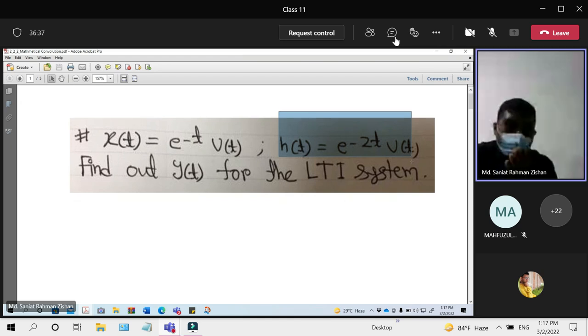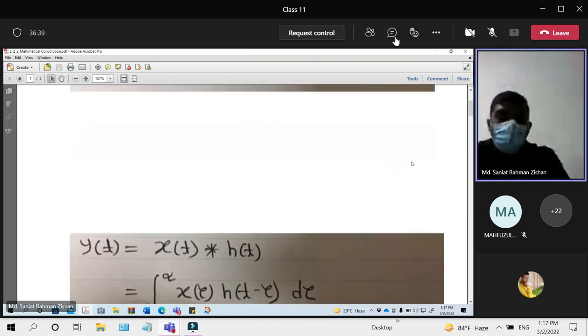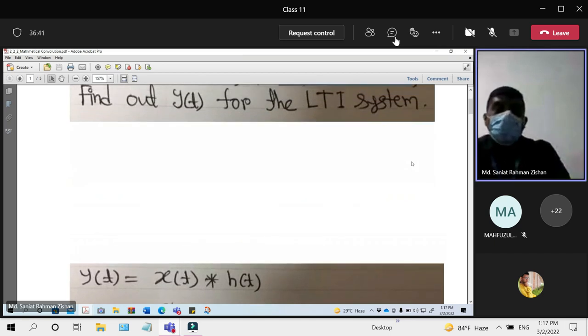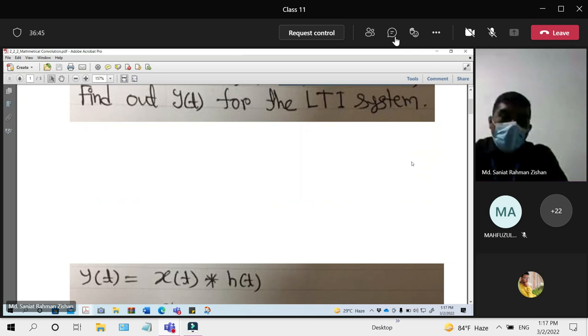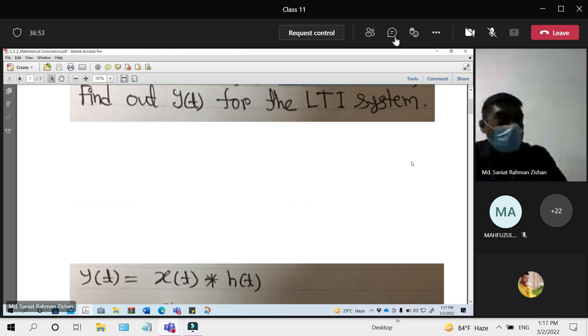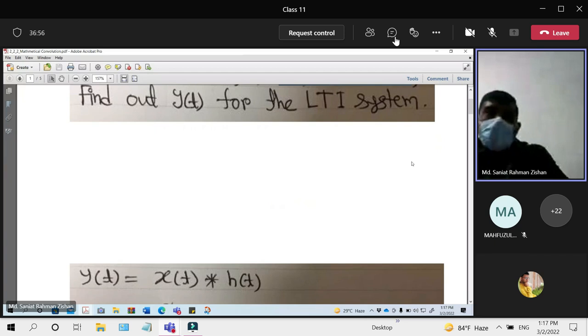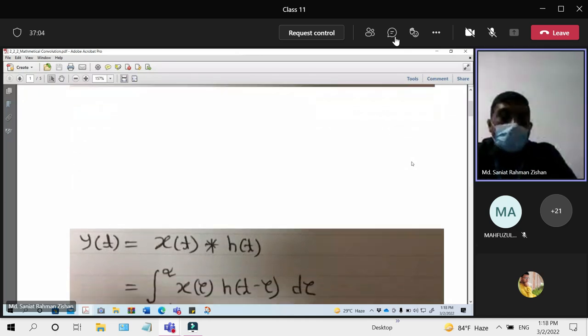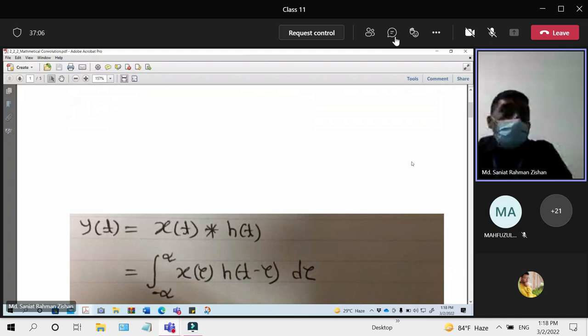Again, ht is given, so I have applied the formula yt equals xt convolution ht. For the last 4 problems, I was able to get the answer by applying this line, xt convolution ht, because that is the impulse function. But for this one, there is no impulse function. So I cannot solve it by applying the property. I need to write down the integral formula.